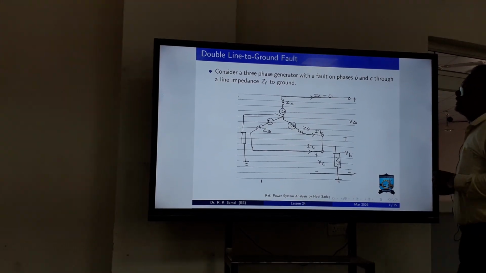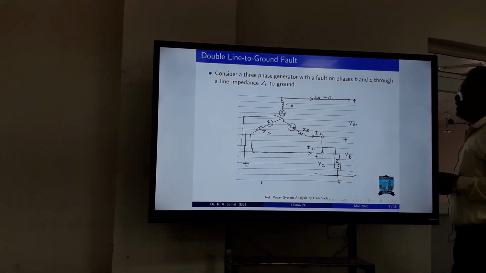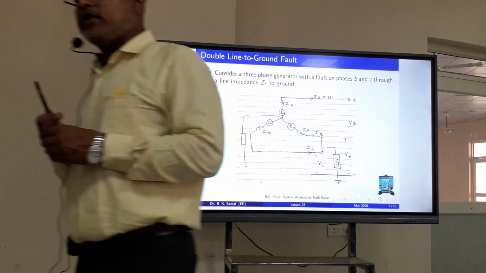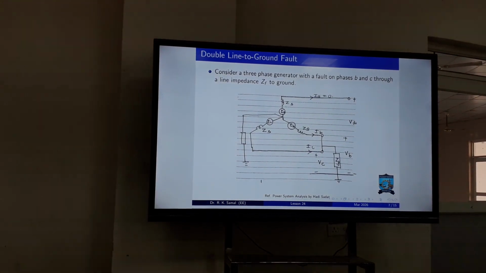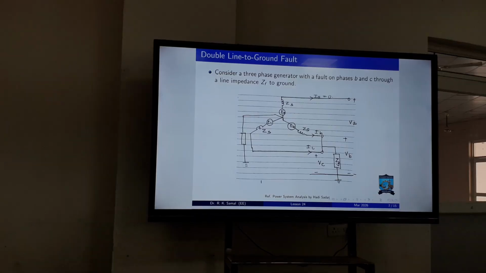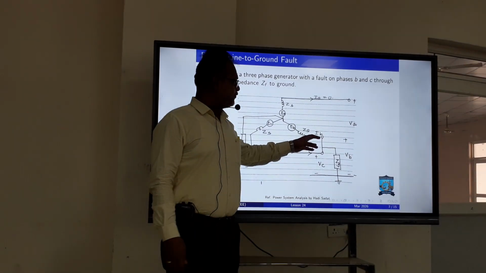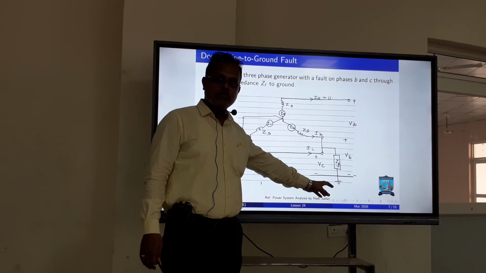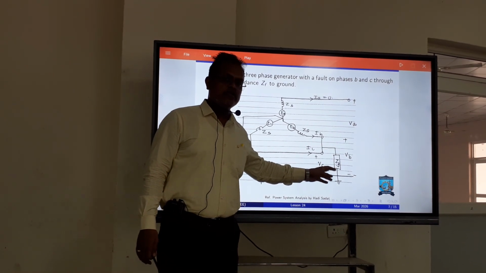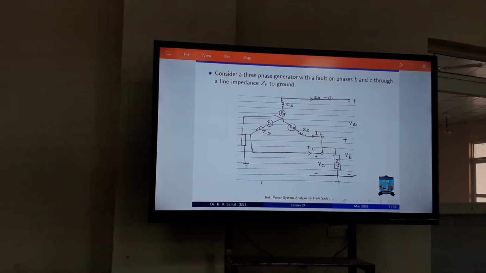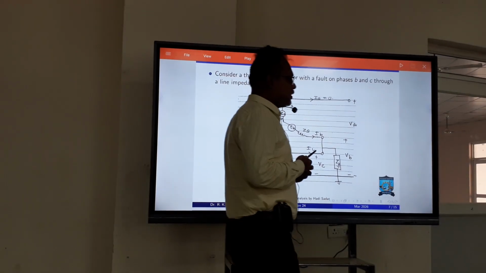Next point is double line to ground fault. This is a little bit complicated. So draw this circuit. Here there is a fault between these two lines, but that fault is again connected to the ground through an impedance ZF. ZF may be 0. So draw this. This is a typical case of double line to ground fault.